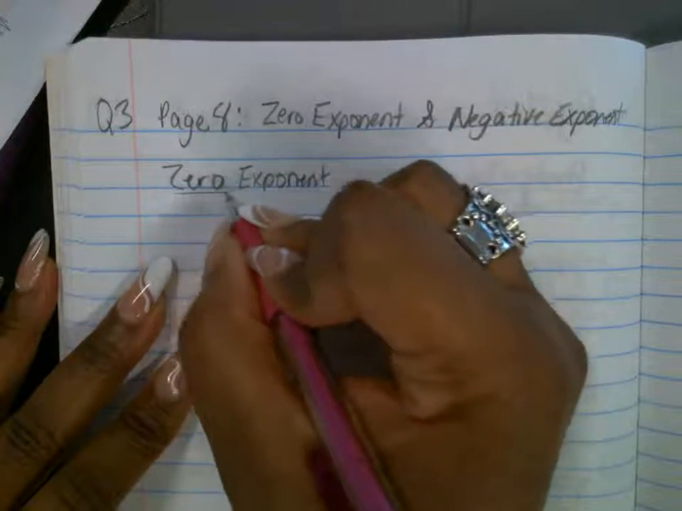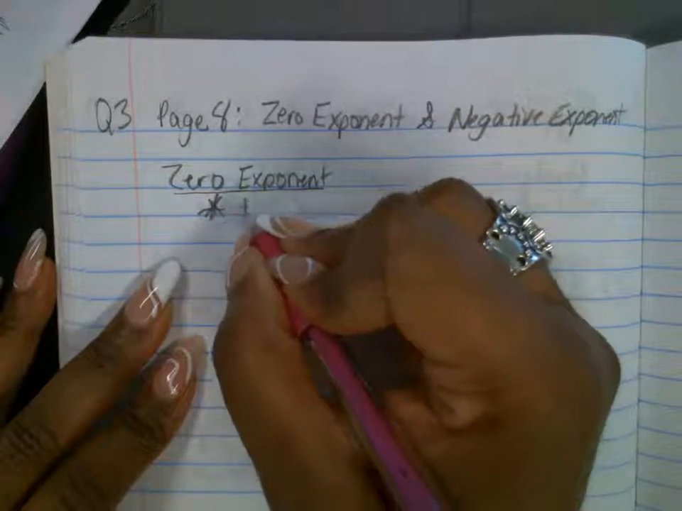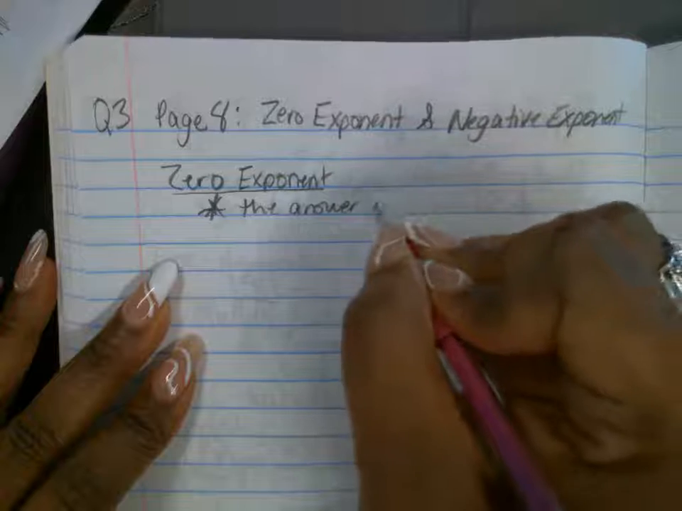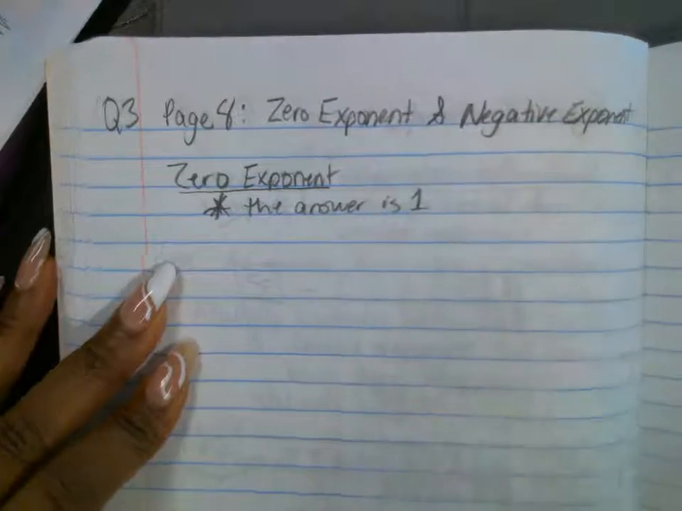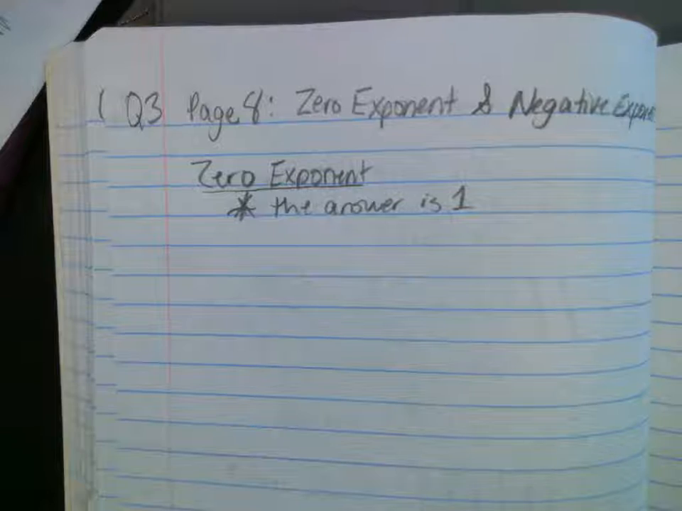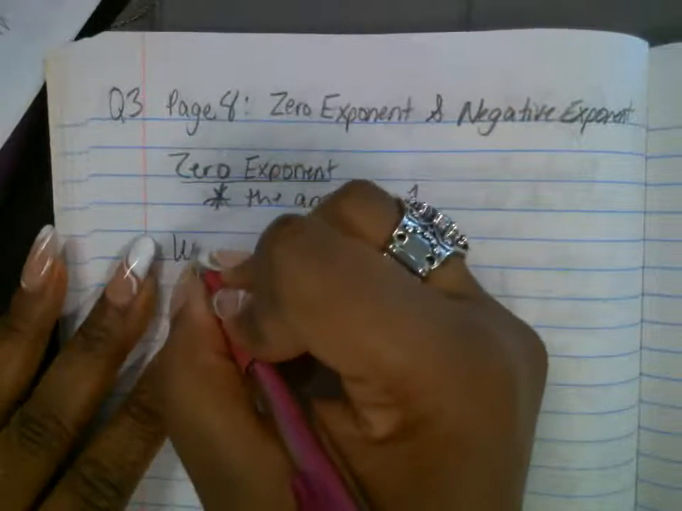With 0 exponent, we'll start. This is super important. The answer is always going to be 1. You are not going to multiply that number at all. You do not multiply that number at all, okay? Why is it 1? Let's put why.